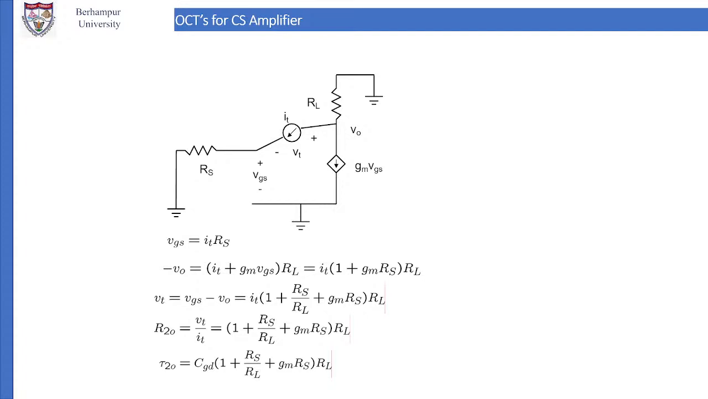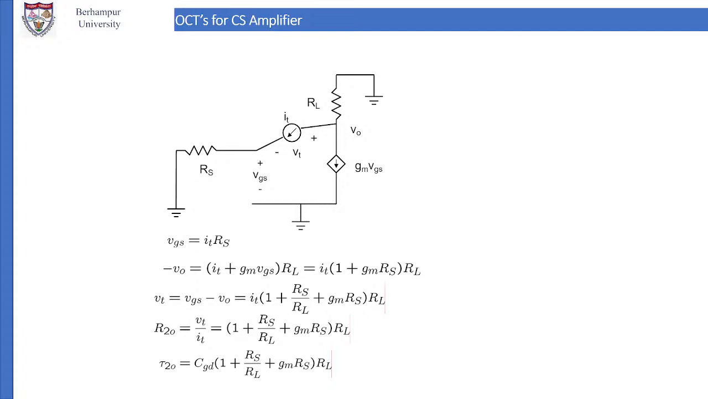Now use the equivalent circuit of the transistor here. We have RL, we have RS. The transistor is the current source, so gm into VGS. VGS is the voltage between gate and source, V0, those things are there. Now find out what is VGS.